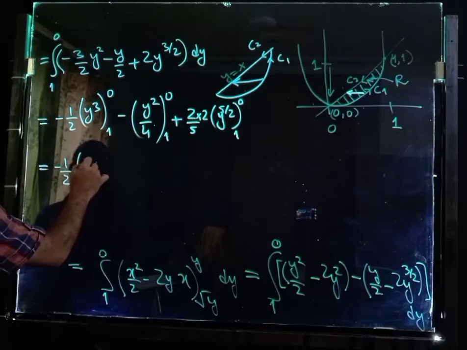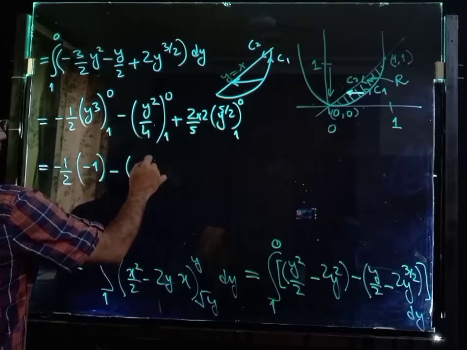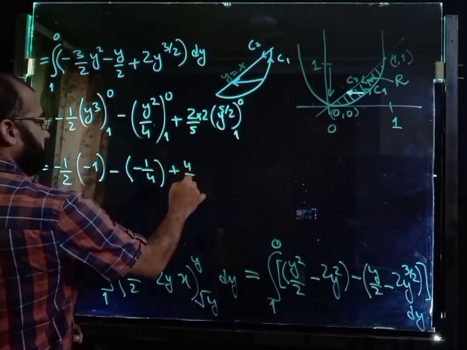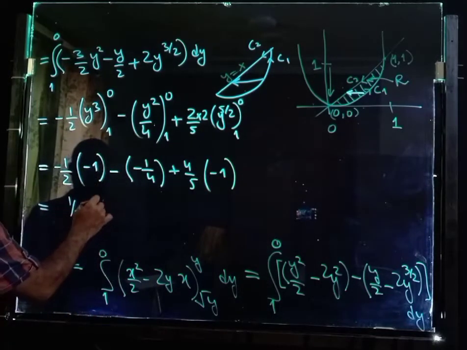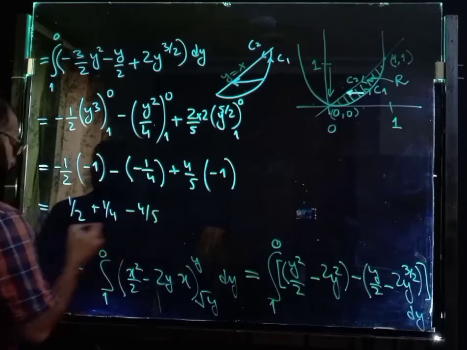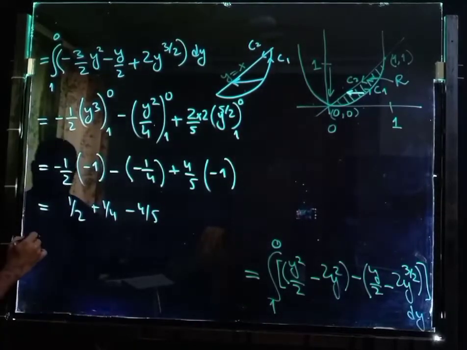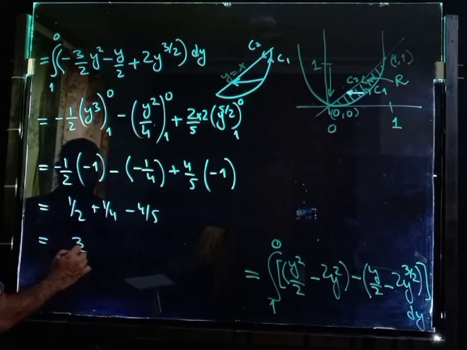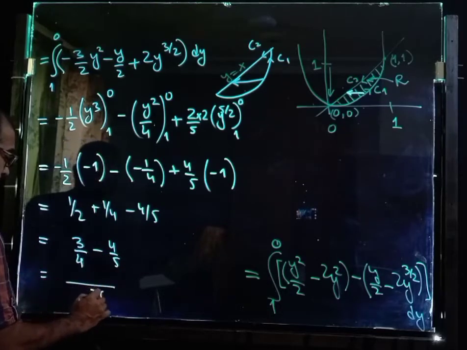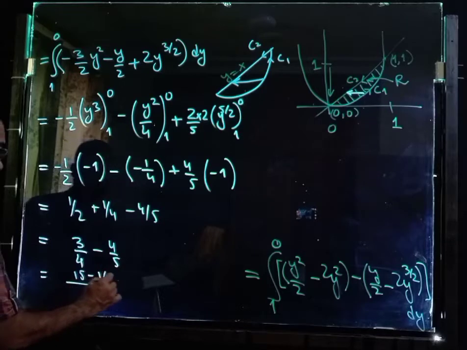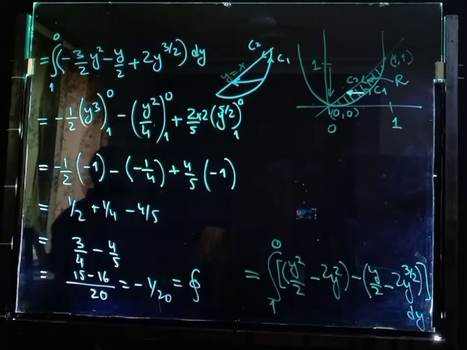Minus 1/2 minus 1, minus 1/4, 4/5, minus 1. 1/2, 1/4, minus 4/5. 3/4 minus 4/5, 20, 16 minus... so minus 1/20, which is the same as when we integrate along the curve C. So Green's theorem is verified here.